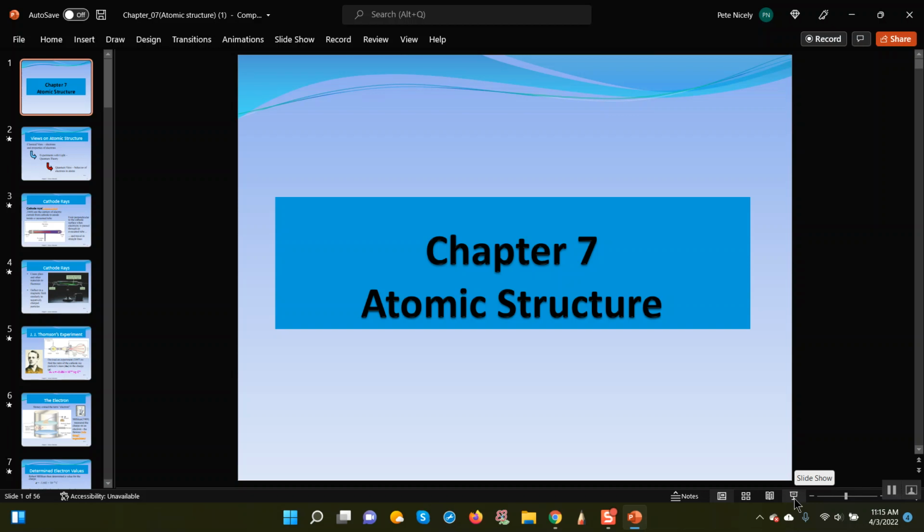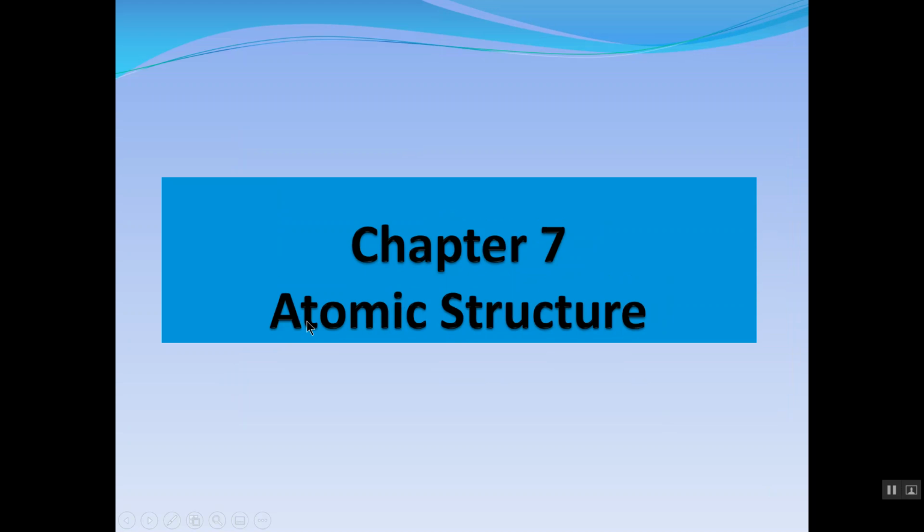Okay, so now we're going to start chapter 7, which deals with, as you can see on the screen, the topic of atomic structure. Let me just say that in this chapter and the next chapter, we'll be dealing specifically with the structure of the atom, mainly with respect to the electrons. As we know by now, the atom is made up of three different particles: protons, electrons, and neutrons.